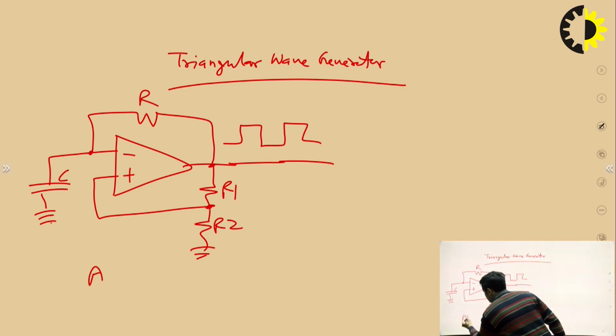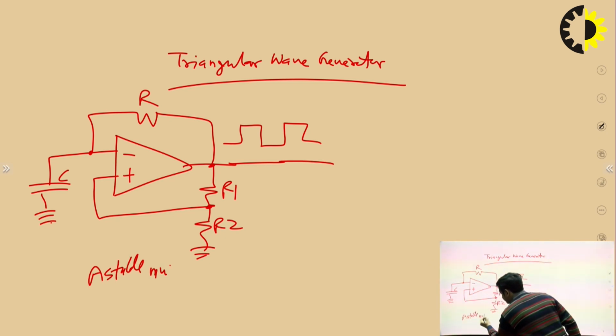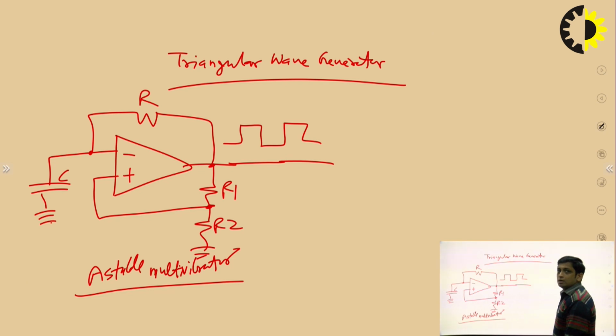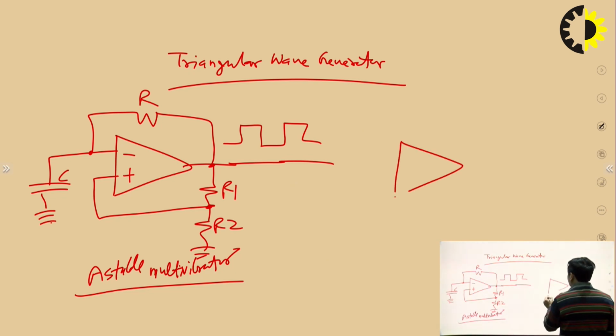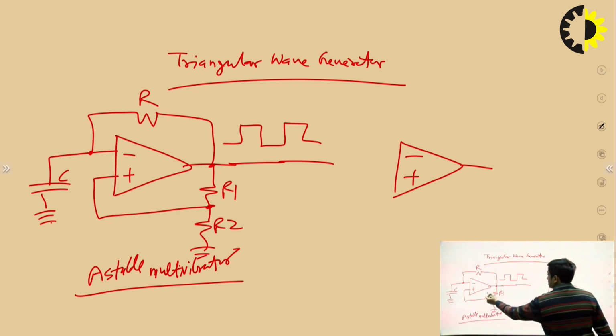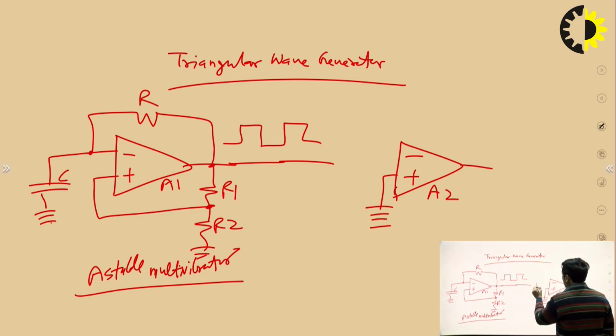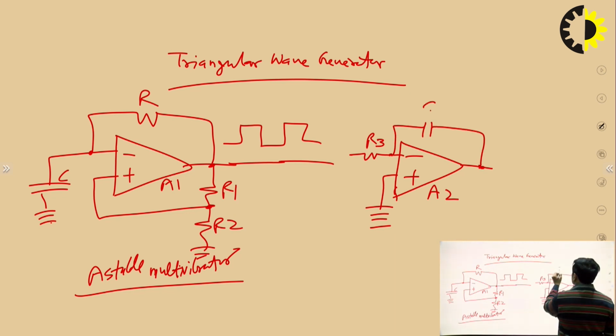Fine. And this is an astable multivibrator. So with the help of an astable multivibrator, we are getting the square wave. To get the triangular wave, simply integrate this square wave. So we need another op-amp, and let's say this op-amp is A1, this one is A2, and A2 should be an integrator. We are considering an inverting integrator, meaning the non-inverting terminal will be ground. At the inverting terminal, we are connecting a resistor. Let's say this resistor is R3 because we have already used R, R1, R2. And in the feedback of the integrator, there is a capacitor. Let's say this capacitor is C1.